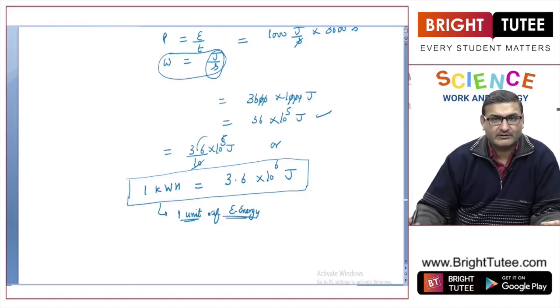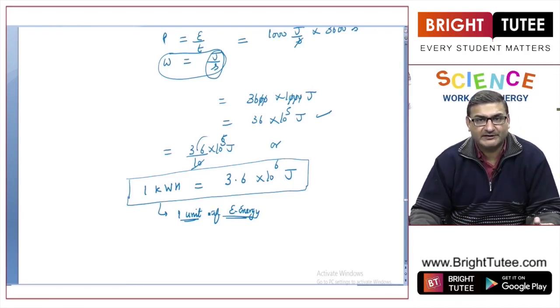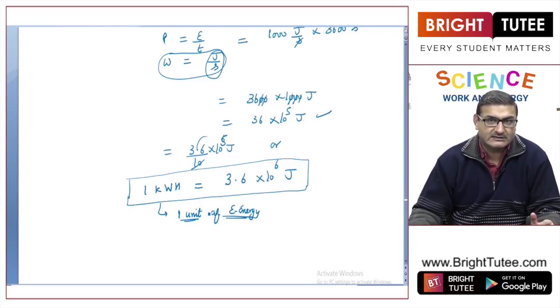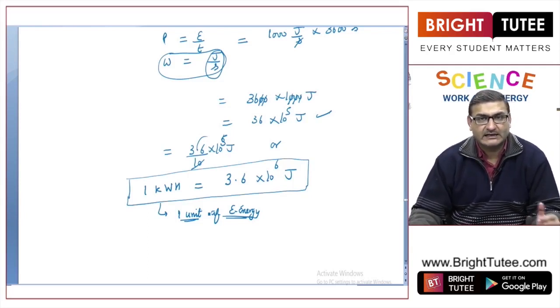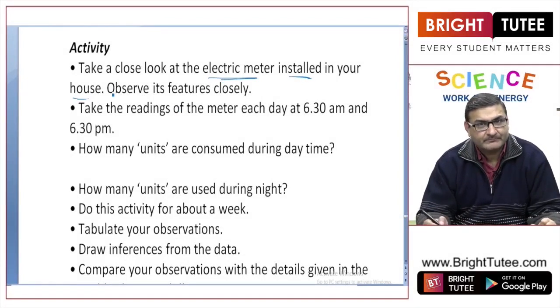Got it? Now 1 kilowatt hour is also known as 1 unit of electrical energy. Whenever we talk about the electricity bills in our houses, we talk about the electrical energy in terms of units. How many units we have consumed, how many rupees per unit is the charge. So per unit, I mean to say how many kilowatt hour. That is what we are talking about, kilowatt hour, when we are talking about units.